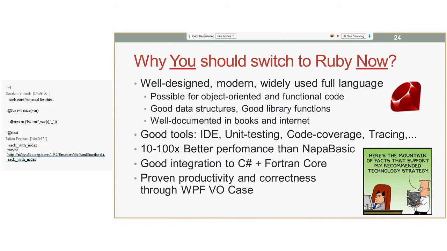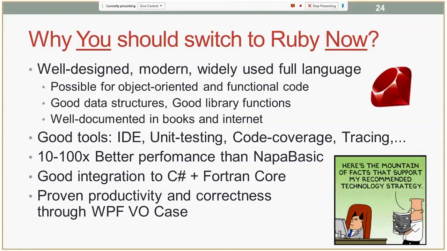Okay, now to the political part. Why should you switch to use Ruby now? We cannot say anything in a vacuum, why should you do something? We must always compare. And here the comparison is to NapaBasic. Why should you switch to Ruby from NapaBasic now?